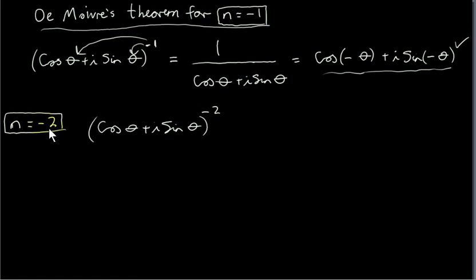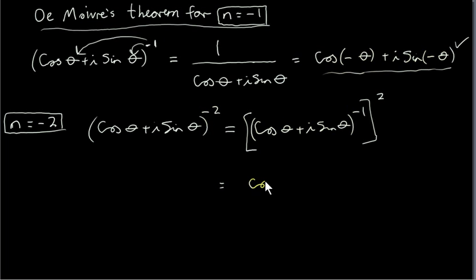What about de Moivre's theorem for n equals minus 2? Well, we can write this as (cos theta plus i sine theta) to the power of minus 1, and put all of this to the power of 2. Because to get rid of these outer brackets, we just multiply the powers. We just multiply 2 by minus 1 to get minus 2. But we already know what this thing here is. We know that it's cos minus theta plus i sine minus theta, and it's all raised to the power of 2.